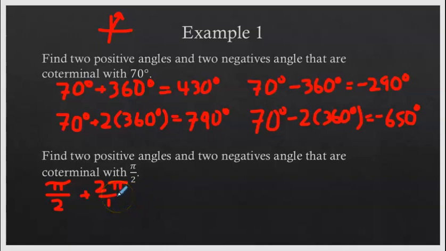So remember, for adding fractions, since we need a common denominator, you might want to actually think of this as 4 pi over 2. So I'm actually working out 4 pi over 2 plus 1 pi over 2, and that will equal 5 pi over 2. So that's a coterminal angle.